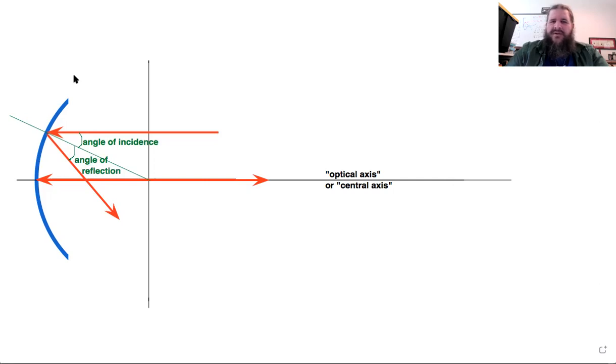Any questions on that so far? And of course, this ray just keeps going.